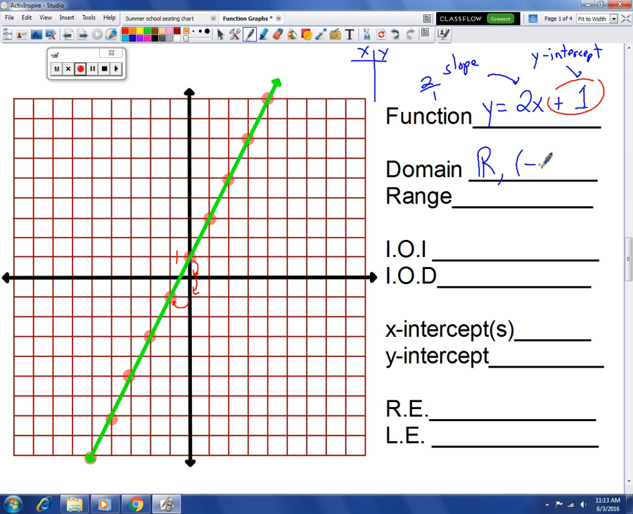Interval notation, same thing, -infinity to +infinity. Range: you see the graph goes down, the green line goes down, going to the left, but it's also going down. Range is up and down. Down first. How far down is it going? It's going down forever. Okay? How far up is it going? All real numbers.